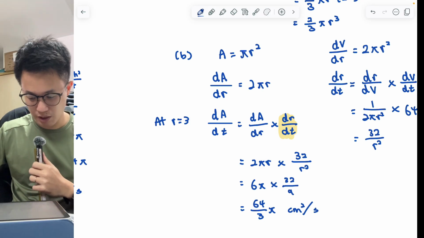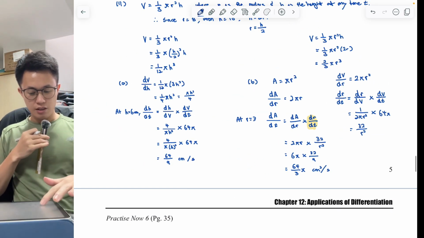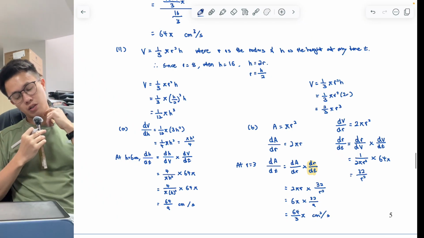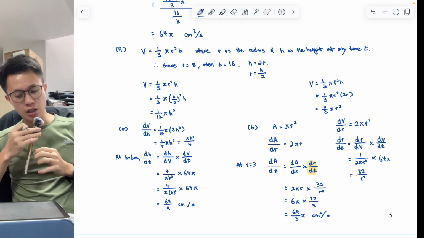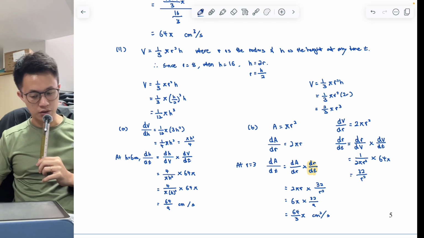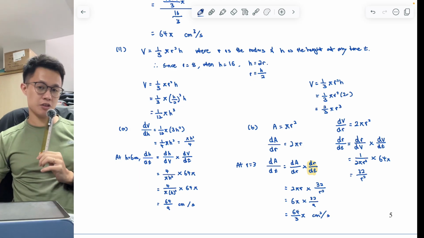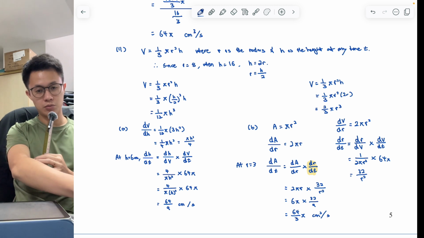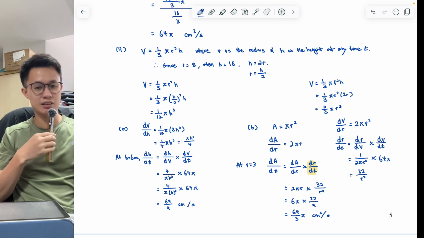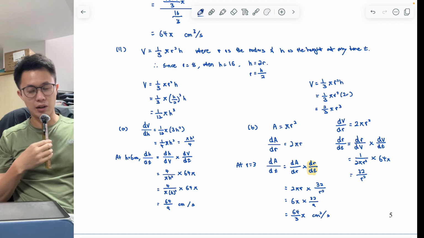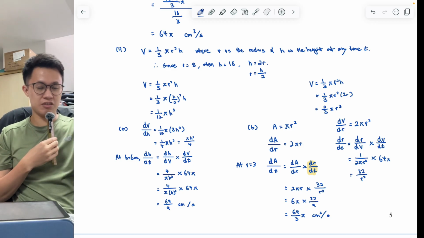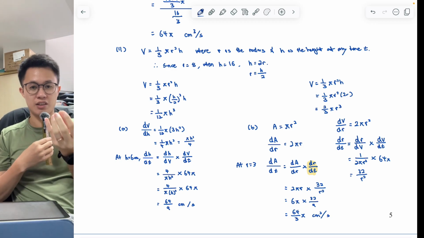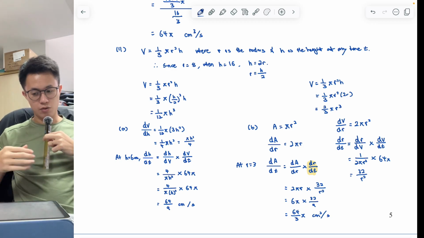The answer is 64 over 3 pi cm squared per second. Okay, it's a very, very long-winded solution using multiple chain rules and connecting it with volume, area, and so on and so forth. But that is the point of rate of change. We want to connect all the way back to the topics of volume and area and figure out how fast things are changing at that time. How fast is the length changing? How fast is the area changing? And how fast is the volume changing? Okay, so I'll leave you here.